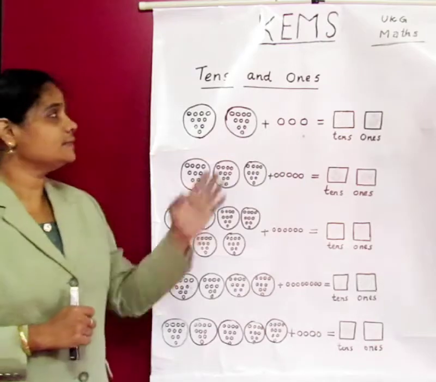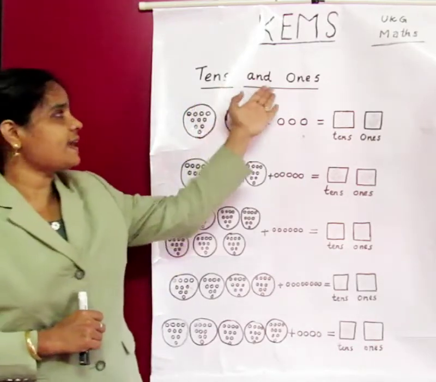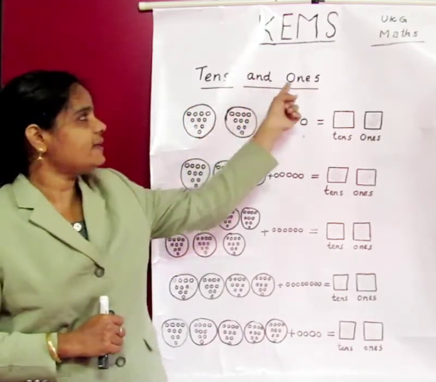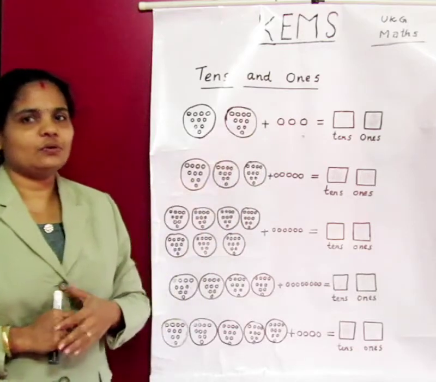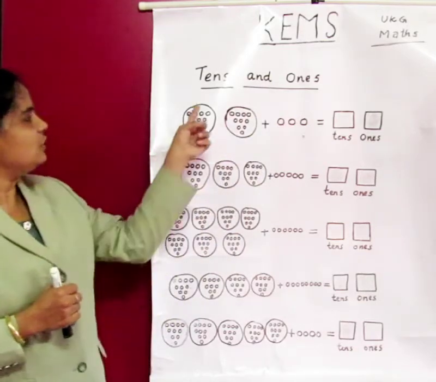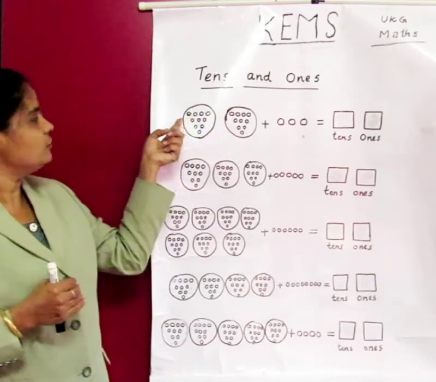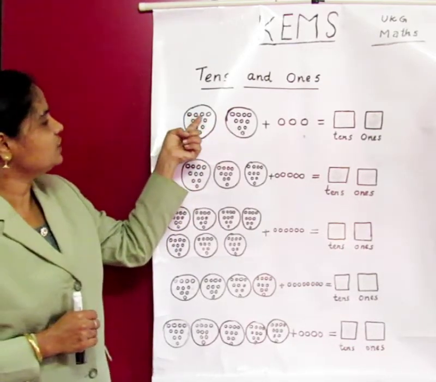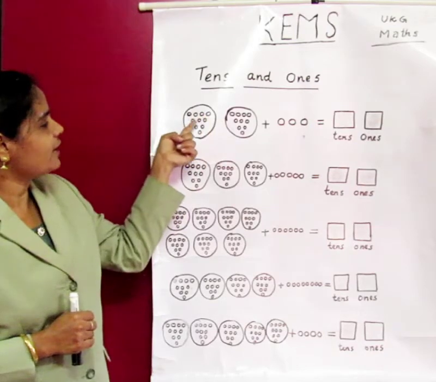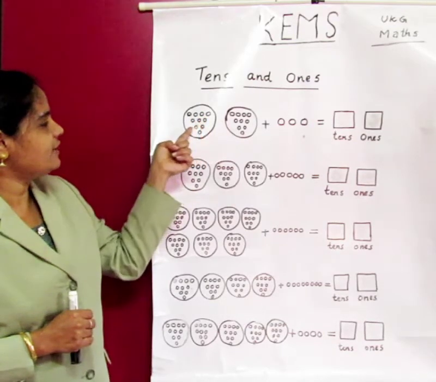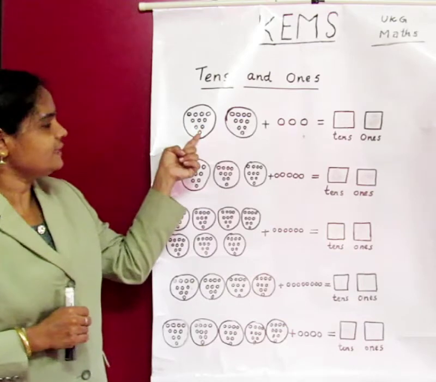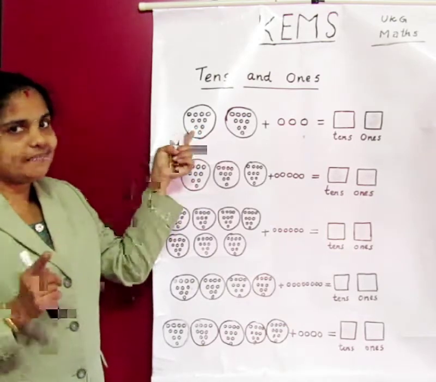Today's topic, counting in tens and ones. Tens and ones. So, listen here. Look, in this circle, how many bubbles are here? 1, 2, 3, 4, 5, 6, 7, 8, 9, 10. 10 bubbles.